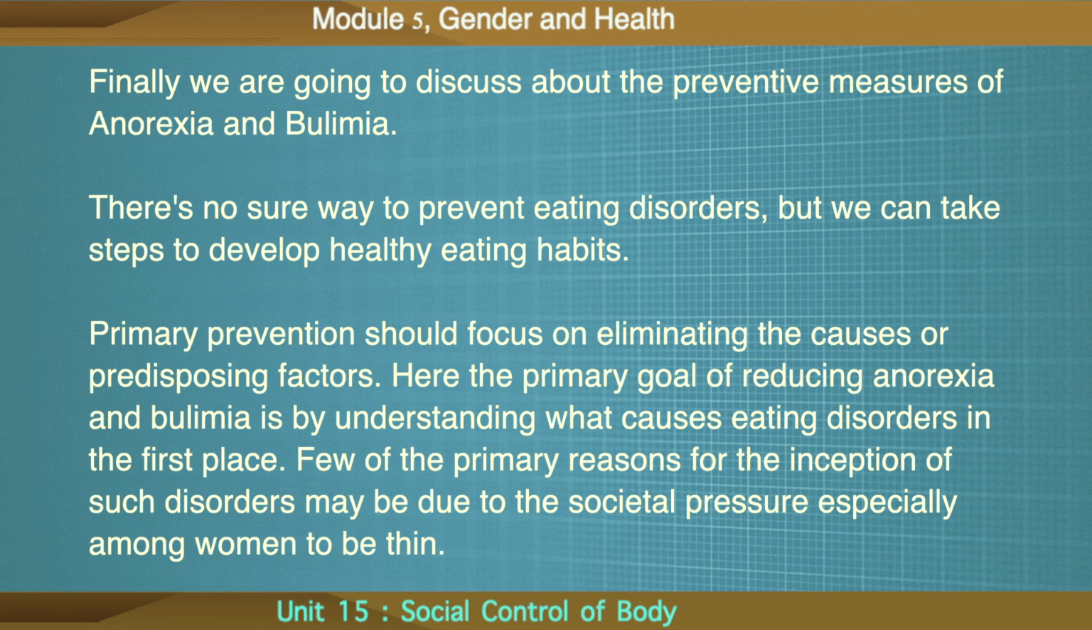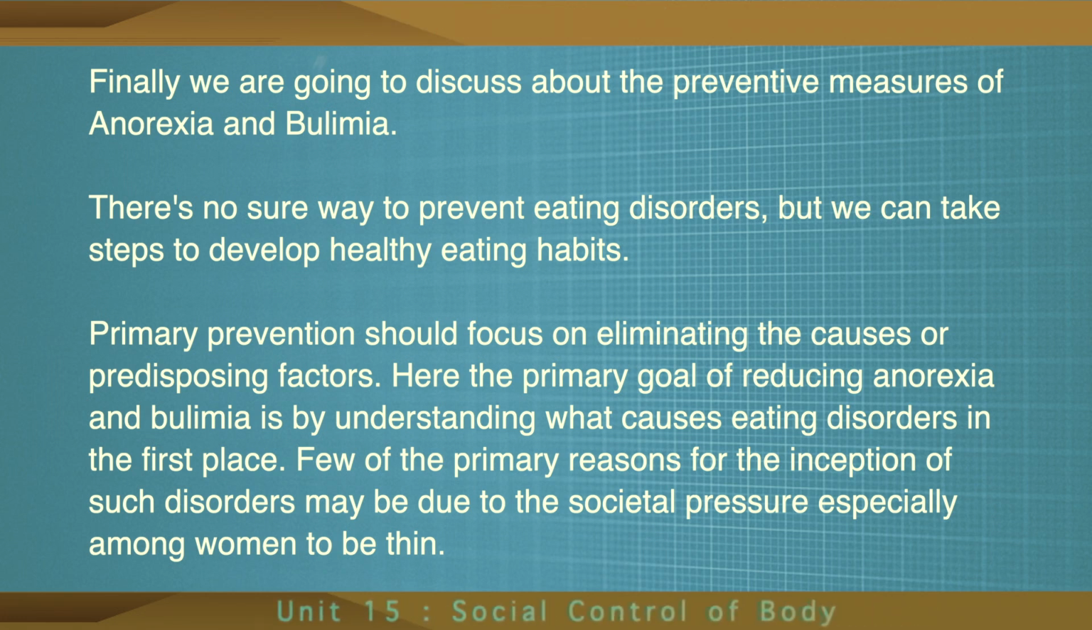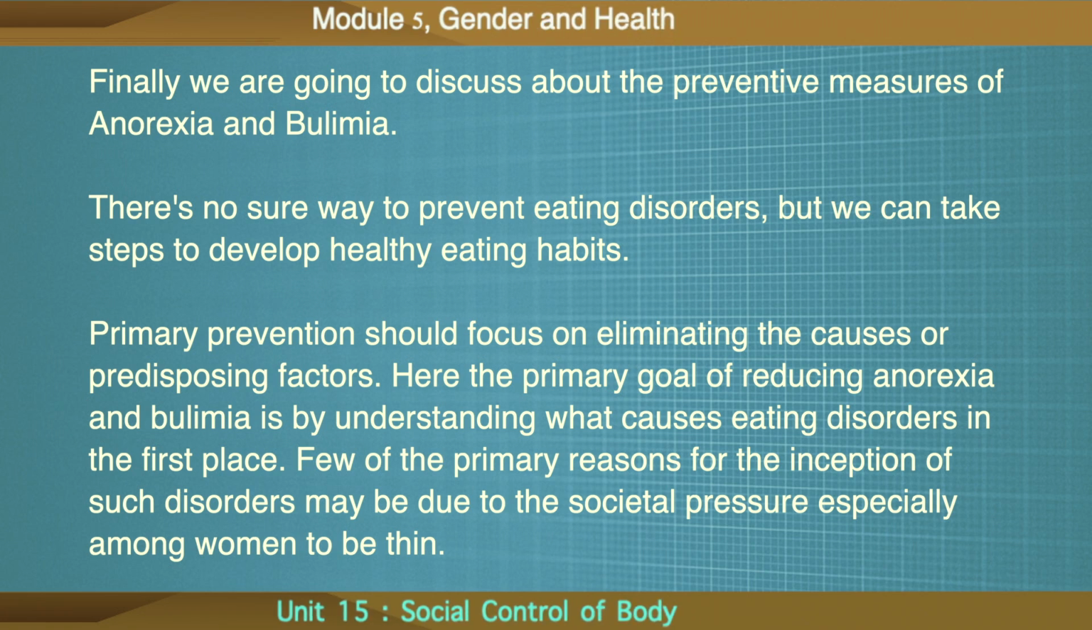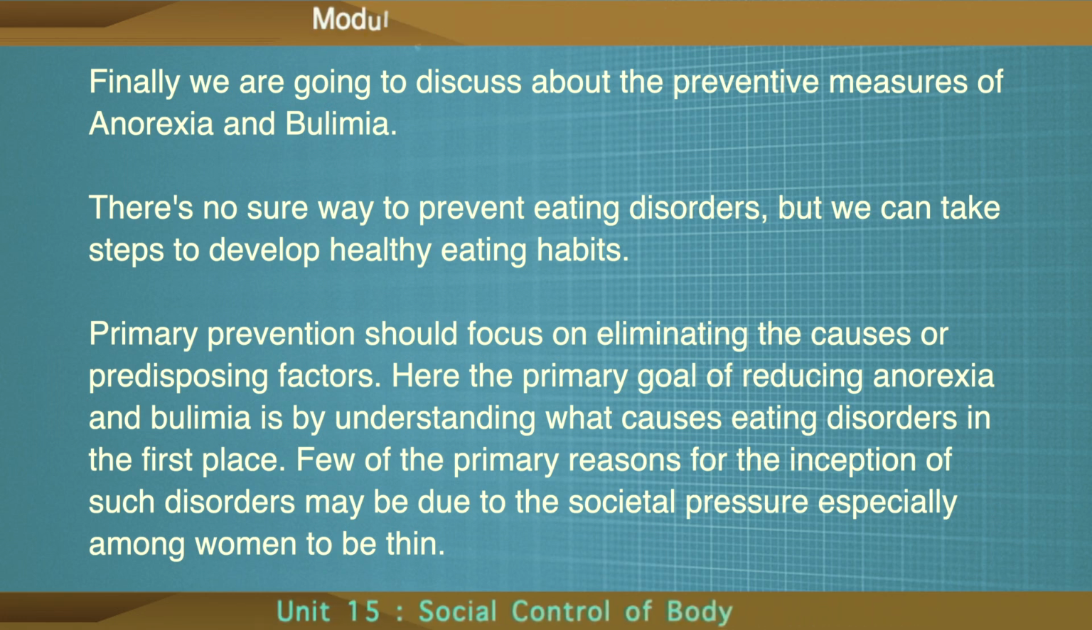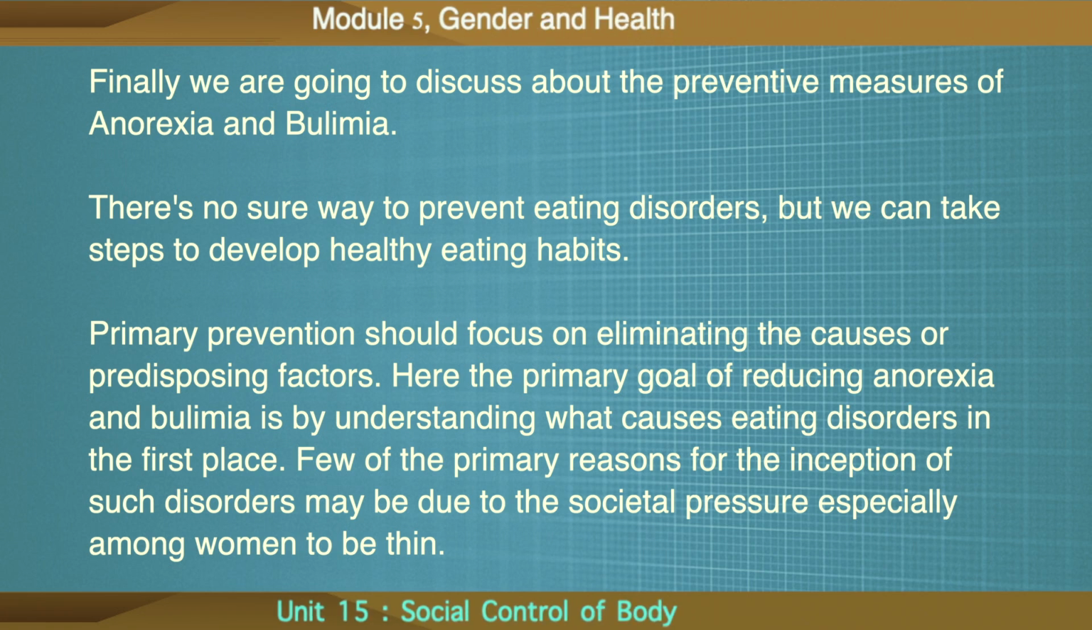Finally, we are going to discuss the preventive measures of anorexia and bulimia. There is no sure way to prevent eating disorders, but we can take steps to develop healthy eating habits. Primary prevention should focus on eliminating the causes of such disorders. Here, the primary goal of reducing anorexia and bulimia is by understanding what causes eating disorders in the first place.